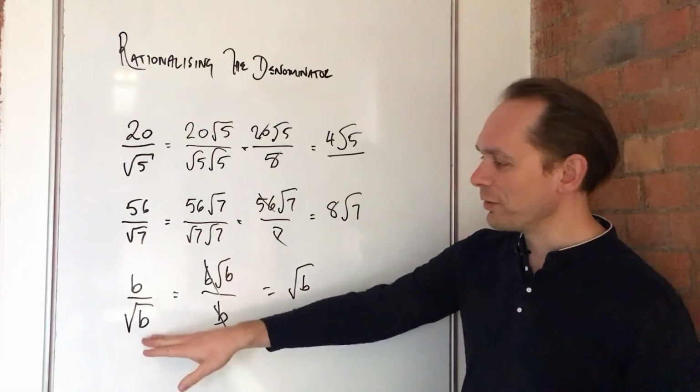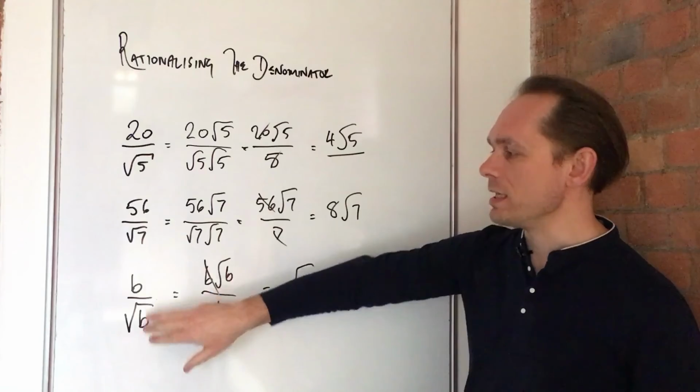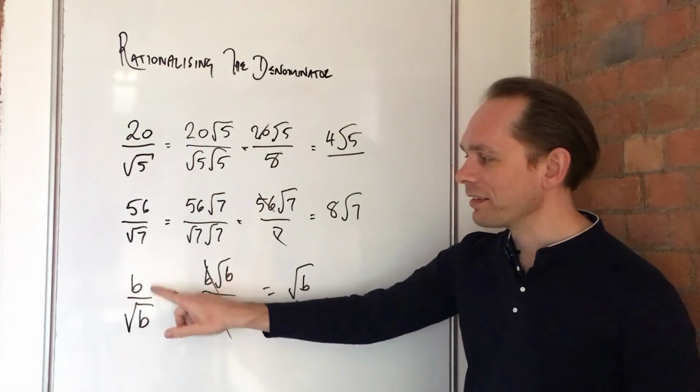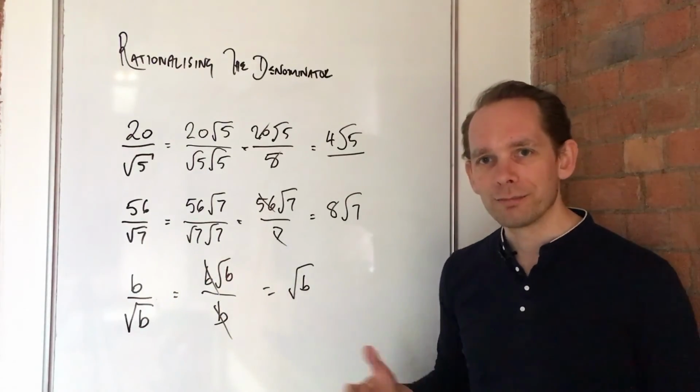You could take another look at this altogether and say the square root of b goes into b. Well, how many times? That's the square of that, so it goes in root b times.